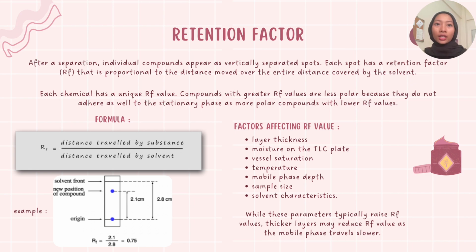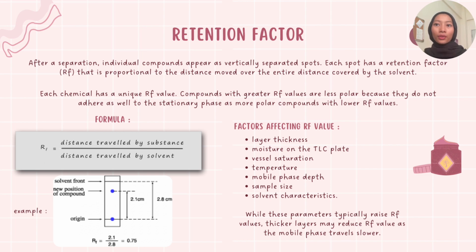For the formula, RF is equal to distance traveled by substance over distance traveled by solvent. In the example, distance traveled by substance is 2.1 cm and distance traveled by solvent is 2.8 cm. In the calculation, we will get 0.75.